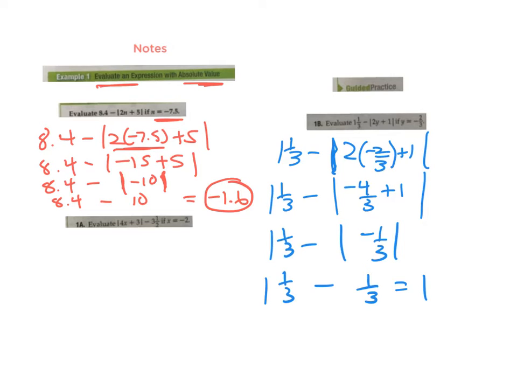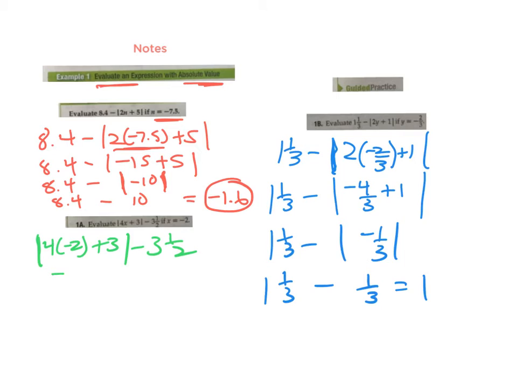Last example, same thing. We're going to go through the absolute value of 4x. I want to actually substitute the x, which happens to be negative 2, and then I have the absolute value, minus 3 1/2. So there's my substitution. So I now do inside the absolute value.